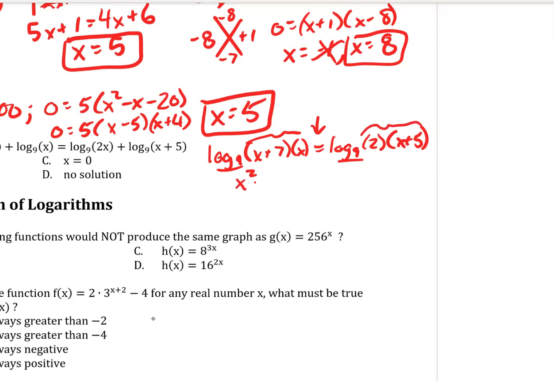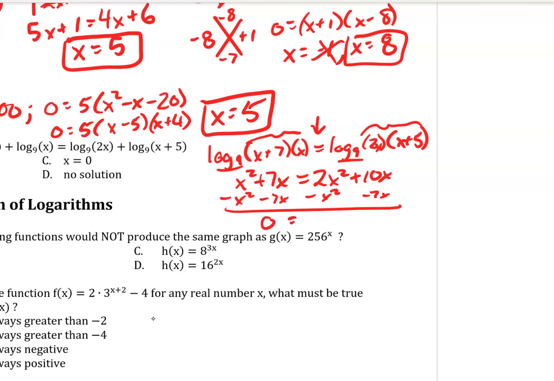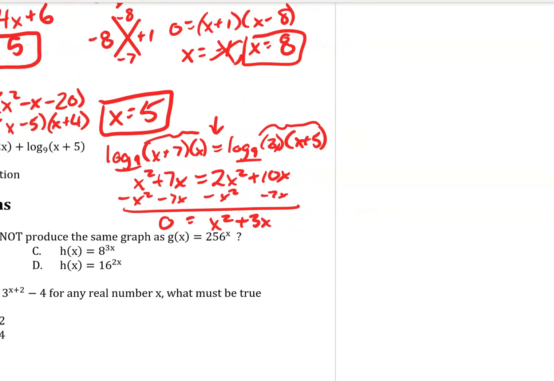So that means x squared plus 7x must equal 2x squared plus 10x. So I need to set this equation equal to 0 to solve, so I'll subtract x squared from both sides, and I'll subtract 7x from both sides. And I get 0 equals x squared plus 3x. When I factor this, 0 equals x times x plus 3. Zero product property. X is either equal to 0 or negative 3.